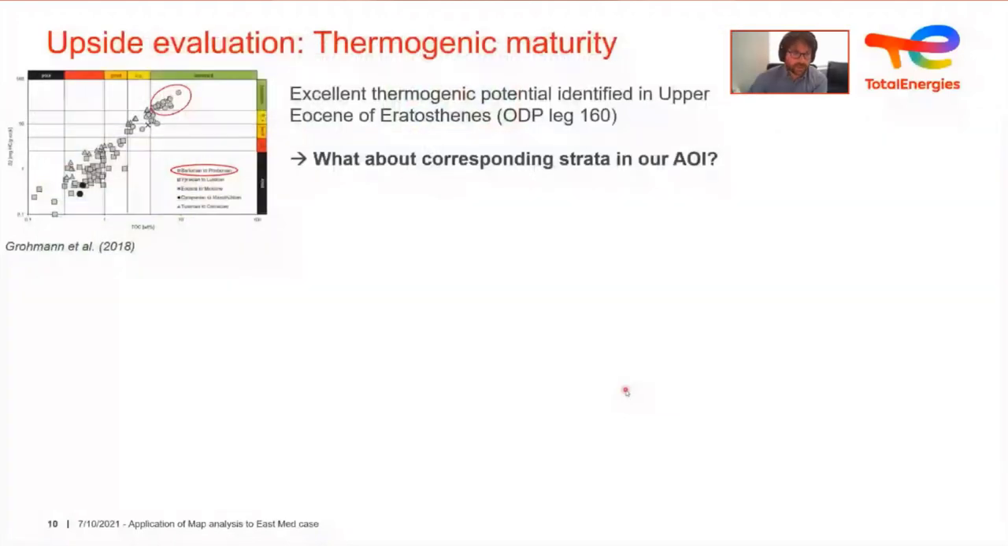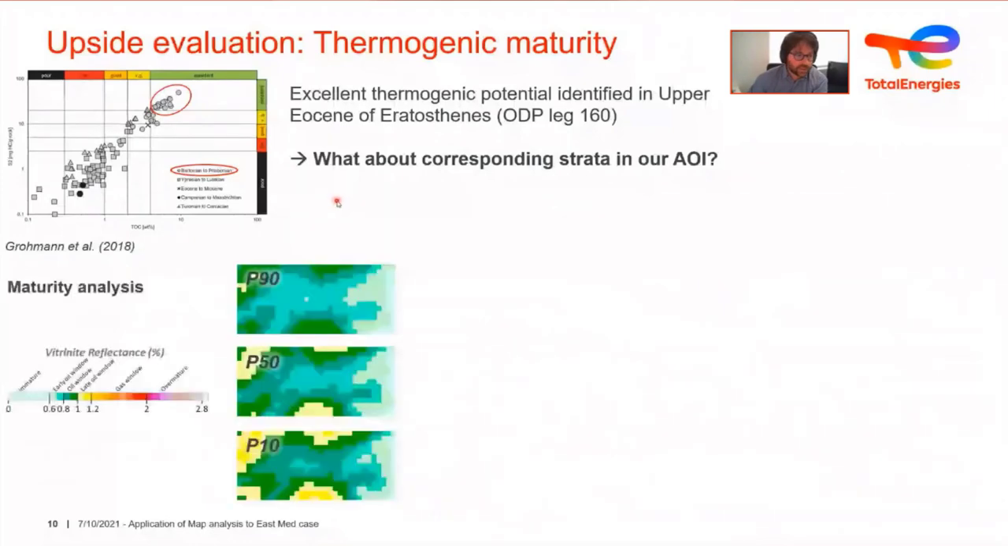And what we use as well with this model is an upside evaluation, where we try to work on the thermogenic system. If you don't know this quite recent paper, a review on the source rock and the thermogenic potential in Eratosthenes, it shows that you have an excellent potential for a Bartonian to Priabonian source rock in this part of the basin. So what we will check now is, for the corresponding layer in our model, whether the maturity is favorable or not. You have this analysis directly here, for the P90.